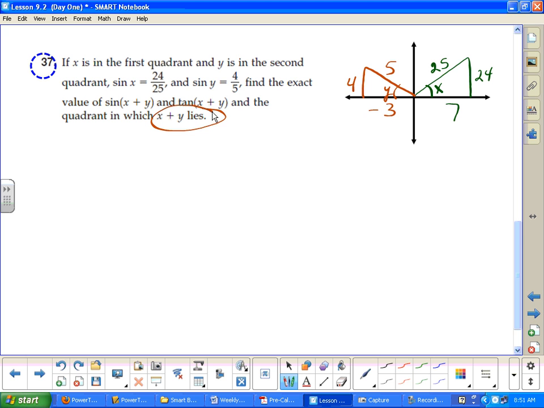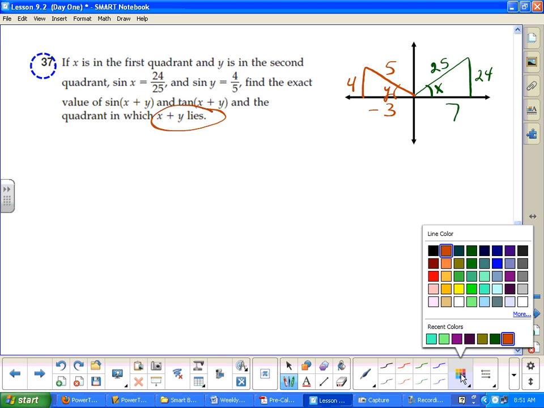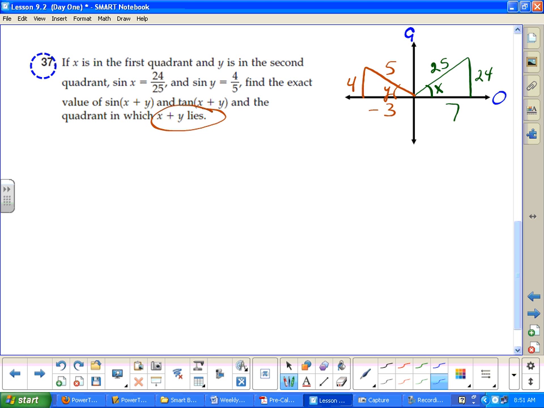I'm going to throw some numbers up here. If I have 0 here in first quadrant, that would be 90, right? Here's 180, 270. So 1, 2, 3, and 4. If I take a number between 0 and 90 and add it to a number between 90 and 180, can I get a number between 0 and 90? Can't, can we? So the answer cannot be in the first quadrant.